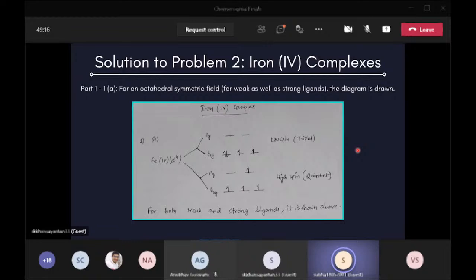But if we consider a strong field ligand, there would be the transfer of one electron from the T2g level to the eg level, which would eventually result in the formation of a high spin or a quintet state.